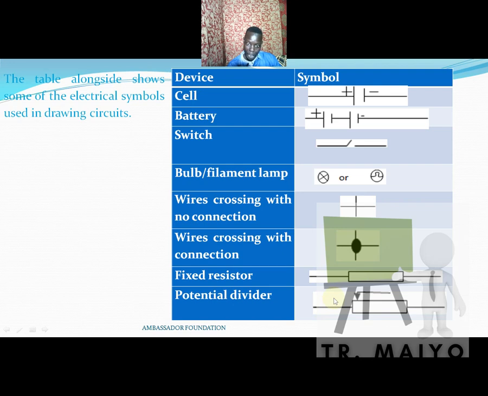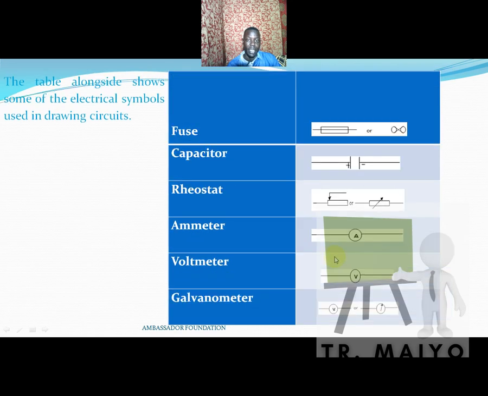There are things that we shall use later on in our next topic. Fixed resistor, potential divider. Potential divider can be said to be a variable resistor. Yes. We have a fuse. Fuse has two symbols, this one and this one. Capacitor, but we will use it in electrostatics too, don't worry. Rheostat. Rheostat can still function as a variable resistor. Ammeter, voltmeter, and galvanometer. I can say something small concerning the ammeter, voltmeter, and galvanometer.